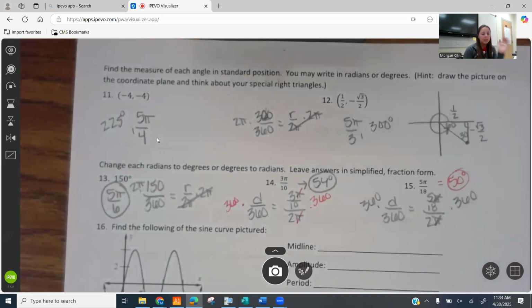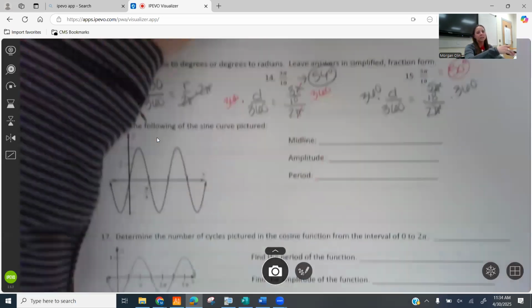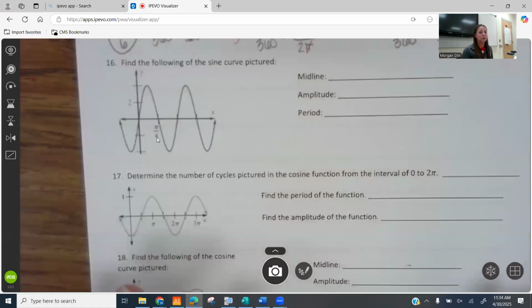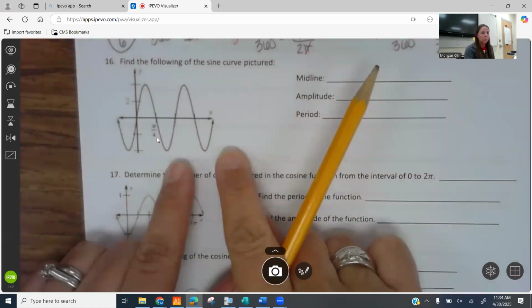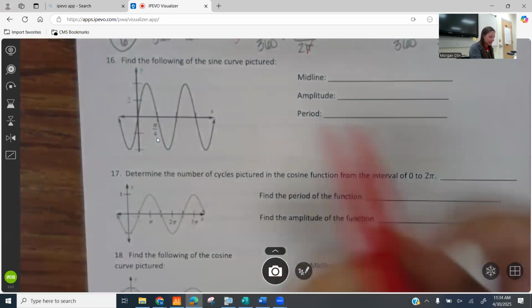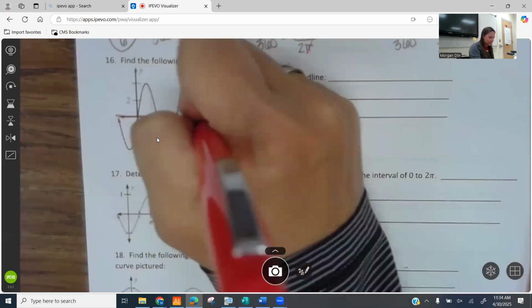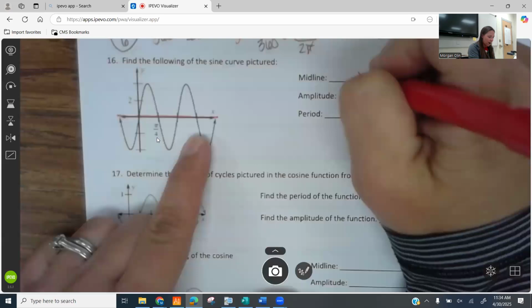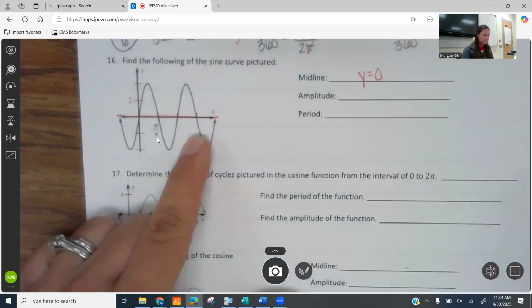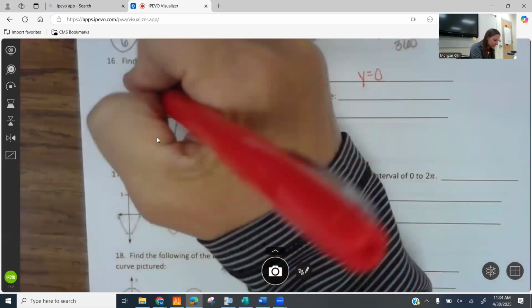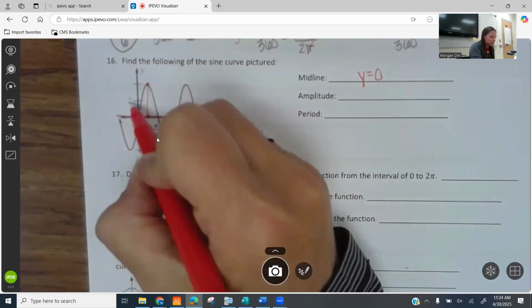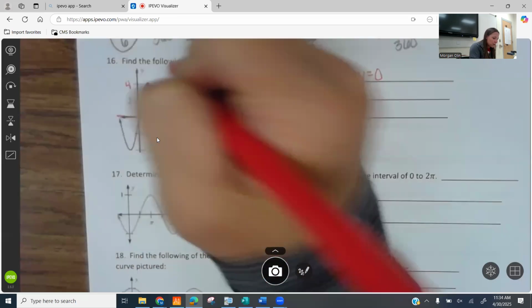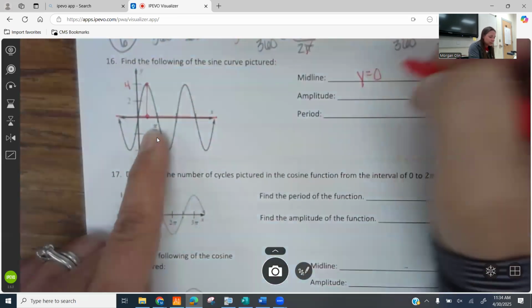All right, now let's look at these graphs. Sometimes a calculator is not going to help us, and they're going to give us a graph that looks like this. All right, well, where's our midline? The midline lies right in the middle, right here. If it's the x-axis, it's just y equals 0. My amplitude is the distance from here to here. Now, I caution you because look, that's a 2, so this is going to be a 4. So my amplitude is going to be 4.